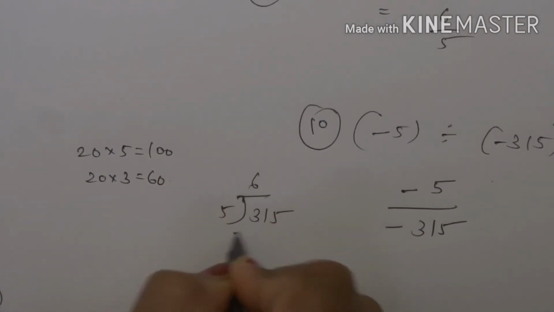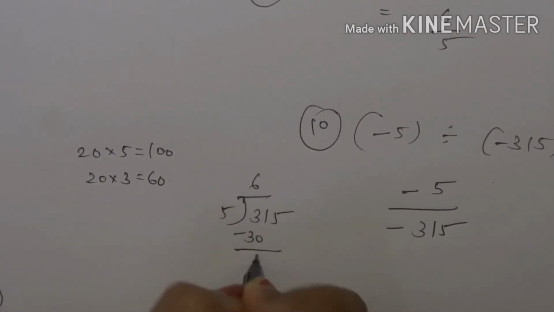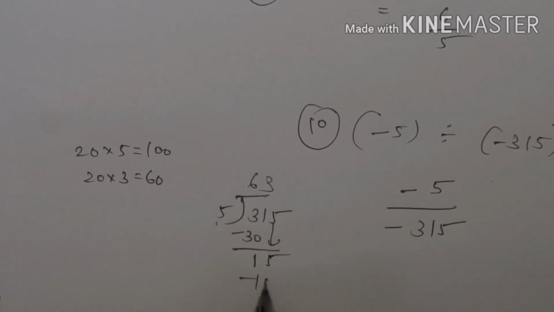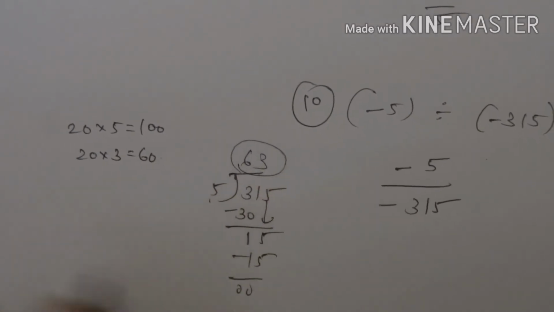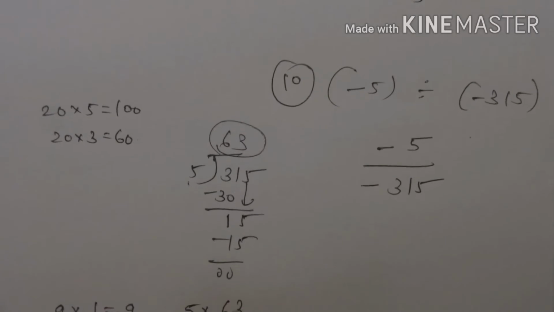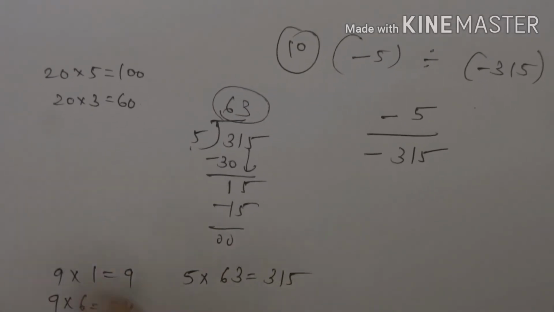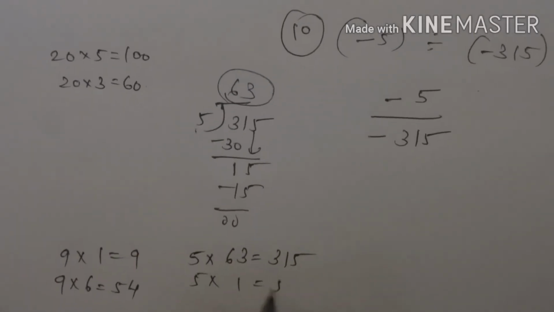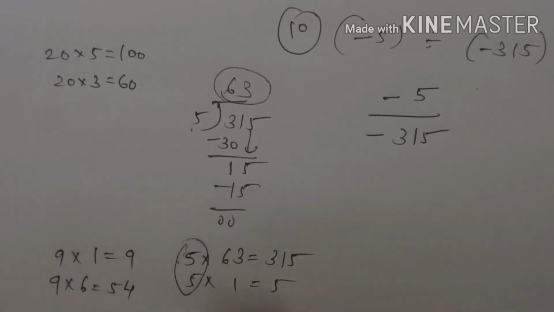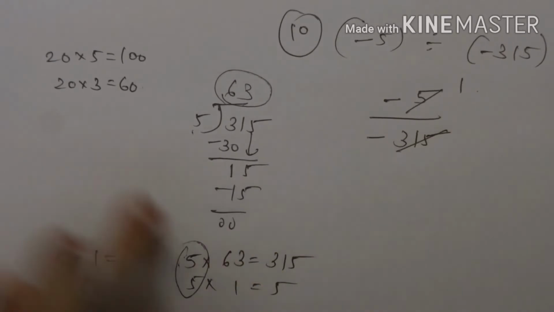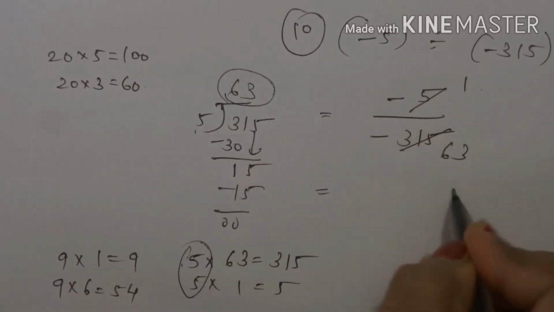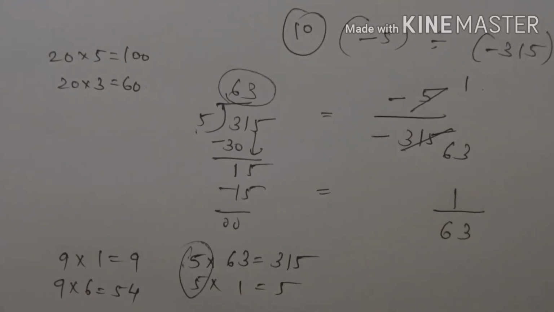See, 5 6s are 30. 31 minus 30 will give you 1. Take this 5 down. 5 3s are 15. So the answer is 63. If you multiply 5 by 63, you will get 315, and 5 1s are 5. So these two numbers will go in 5's table. 5 1s are 5, and 5 what times is 315? 63. So the answer in reduced form of fraction is 1 upon 63.